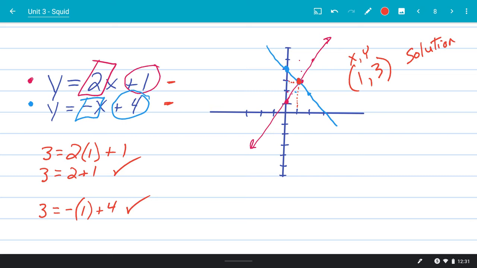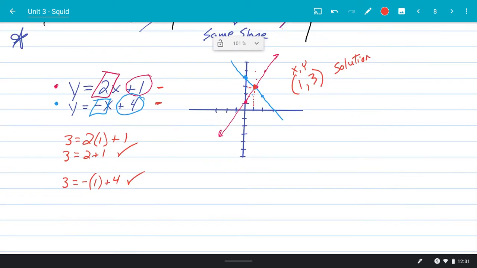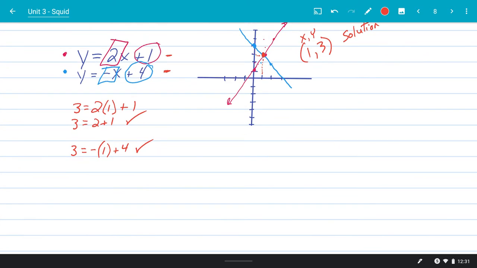We simply graph them. Well, solving by graphing is sometimes considered to be the least accurate method, and I want to show you an example of why. I'm just going to make something up here. Let's go x plus y equals 3 and 2x plus y equals 4.